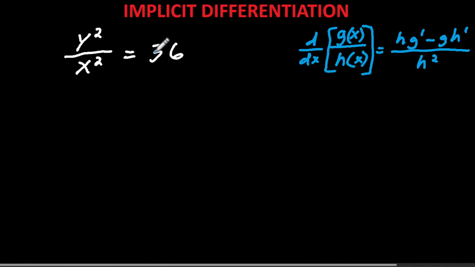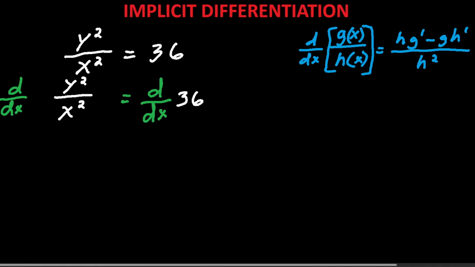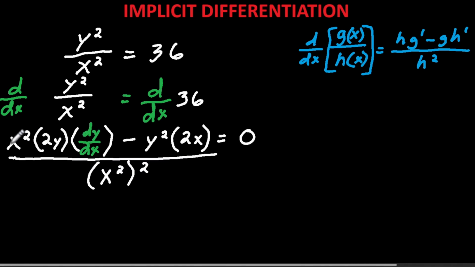So in order to do this problem, the first thing we're going to do is take the derivative of both sides. So applying the quotient rule, I have the denominator times the derivative of the numerator, and this is using the chain rule, so the derivative of y from inside is dy/dx. Then I'm subtracting the numerator times the derivative of the denominator. That whole thing is over the denominator x squared squared, which is going to be x to the 4th. And the derivative of a constant is 0.